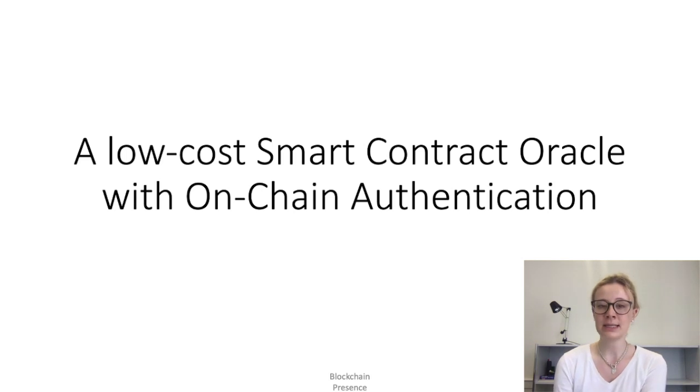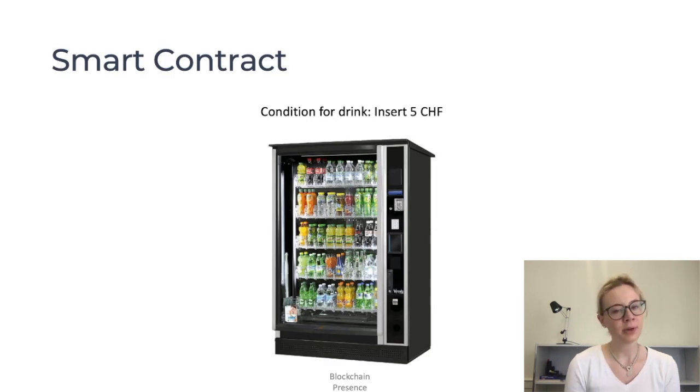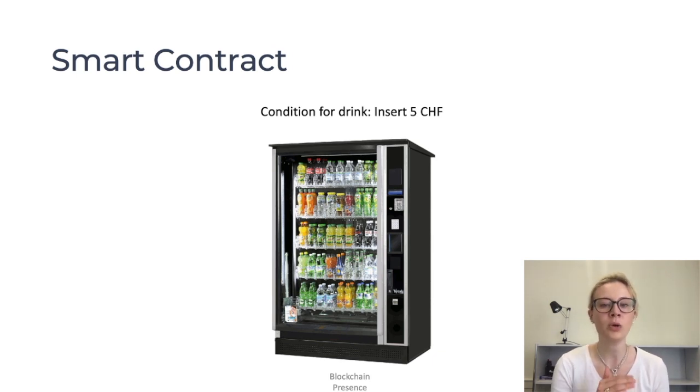Okay, BCP is a low-cost smart contract oracle with on-chain authentication. Let me break the sentence down and make it more comprehensible for you. Well, first, what's a smart contract? Well, a smart contract is an innovative instrument to enhance cooperation between two parties. You can think of them as a program that only runs if certain conditions are met.